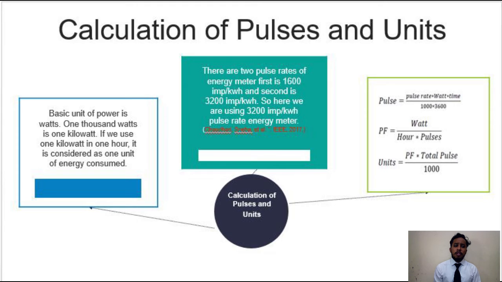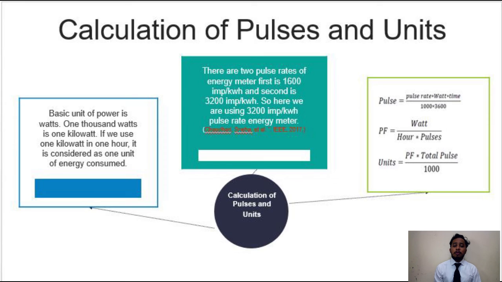Okay, about the calculation of pulse per unit. The basic unit of power is the watt. 1000 watts is 1 kilowatt. If we use 1 kilowatt in 1 hour, it is considered as 1 unit of energy consumed. There are two types of pulse rate energy meter. First is 1600 impulse per kilowatt hour, and second is 3200 impulse per kilowatt hour.